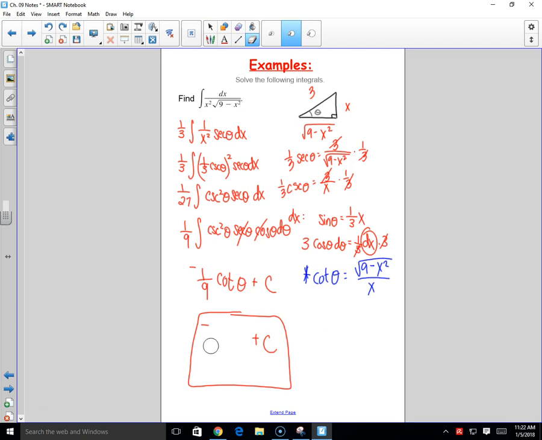Oh, you were just copying me? That's cute. I did that. Just kidding, I was writing in pen, I hate pencil. I wrote it wrong. Cotangent, adjacent over opposite. And I have pencil. Negative.